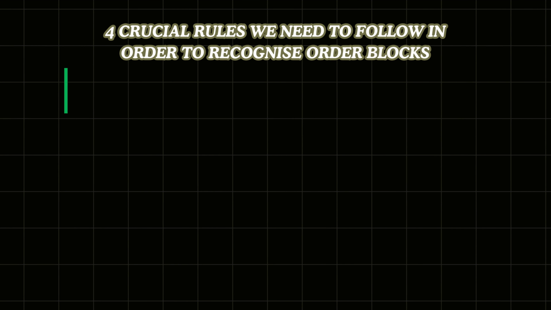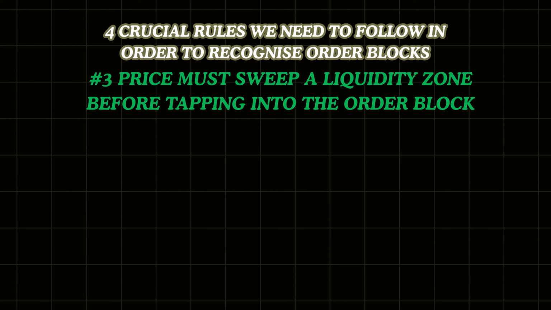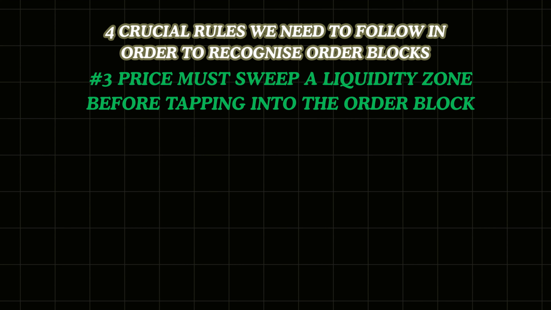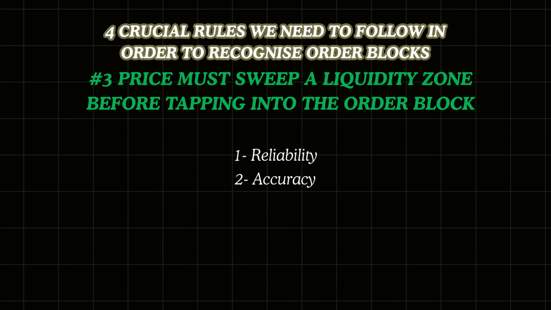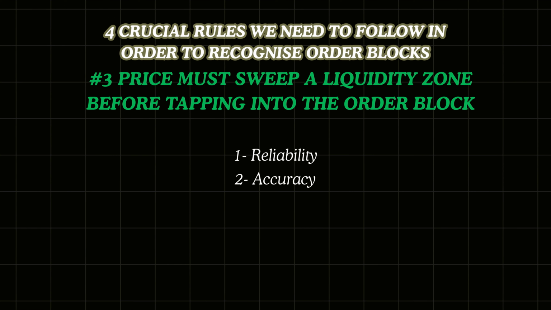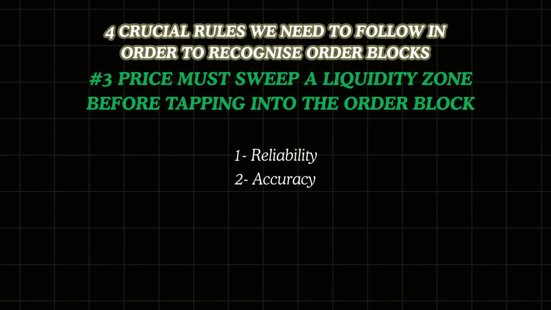Rule number 3 states that price must sweep a liquidity zone before tapping into the order block. By requiring price to clear a liquidity zone prior to reaching the order block, traders can strengthen the reliability and accuracy of the order block as a potential reversal area or zone of interest. This rule ensures there is proper market participation and validation of the order block's importance before considering it for trading decisions.